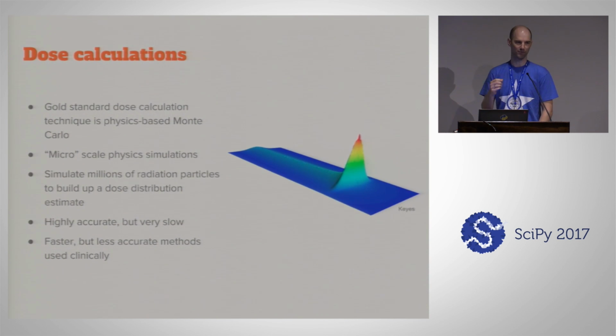But because you need to do this millions of times to be able to build up a distribution, it turns out to be very slow. And in the clinic, they don't do this very often. It's very uncommon to do sort of a full Monte Carlo to get the most accurate calculations. What they end up doing is a trade-off between speed and accuracy. So you kind of can ride down some curve of how accurate do we need it to be versus how fast we need it to be.